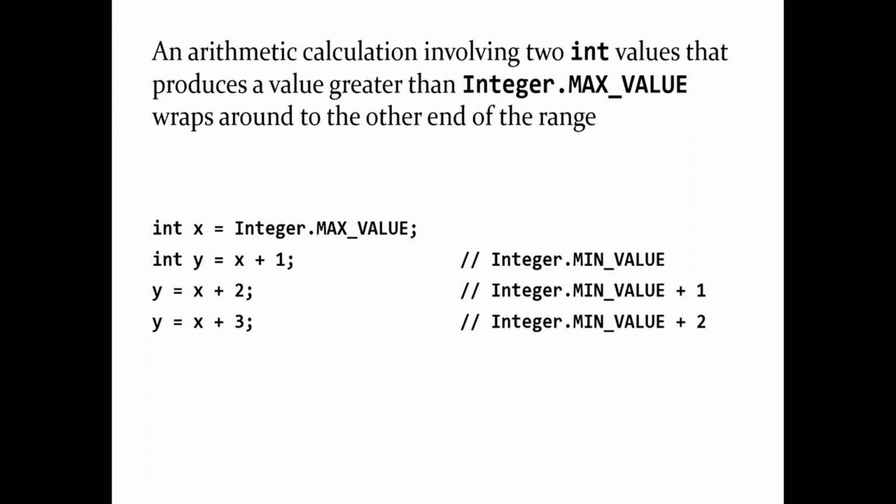OK, now what happens if you take two positive int values, add them together, and it's bigger than int max value? So what happens in Java is the value wraps around to the other side. So if I start out with Integer.MAX_VALUE, that's the largest value I can store in an int. If I add 1 to it, so what happens is, let me draw a number line here. So if you imagine that's your number line, Integer.MIN_VALUE is down here.